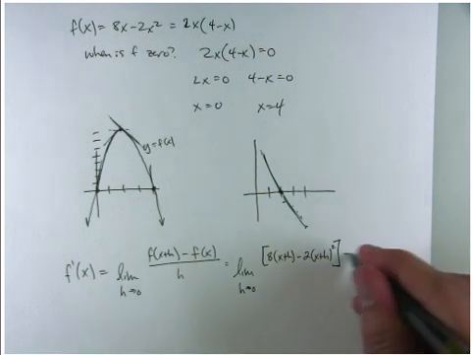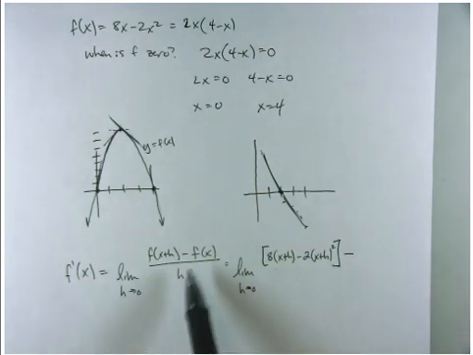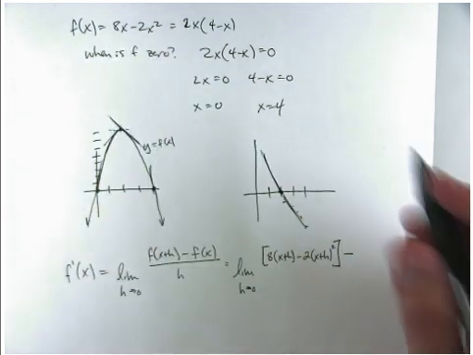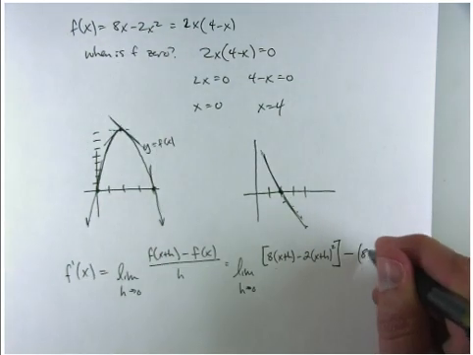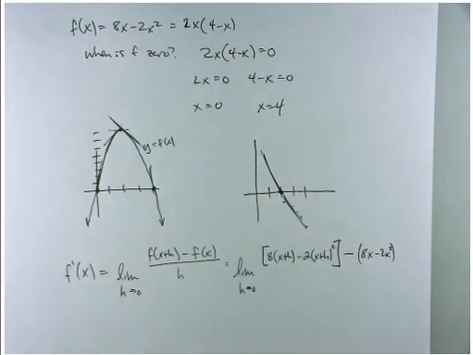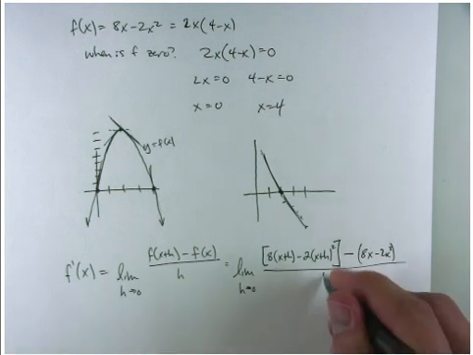And then I'm going to subtract f of x. I know exactly what f of x is. The problem told me to begin with, 8x minus 2x squared. I'm subtracting all of it, so I'm going to put it in parentheses here. And then I'm going to divide by h. That's easy.